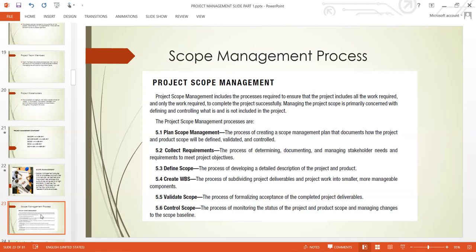You have to go into project management proper. That's where you have to start the controlling process. During this control, that's where you monitor the status of the project and the product scope and manage changes to the scope baseline.